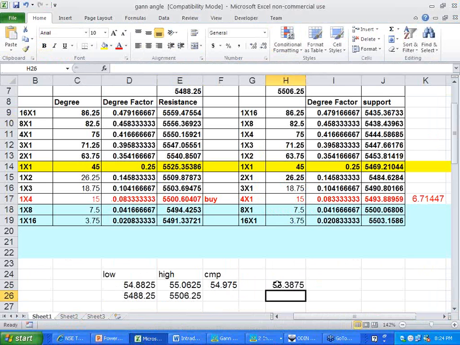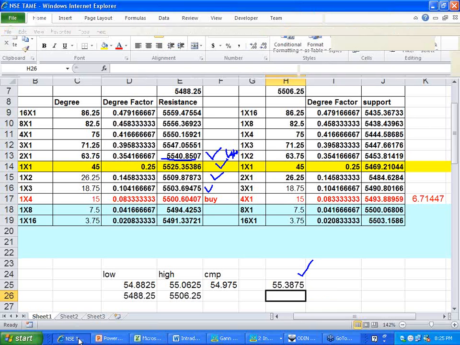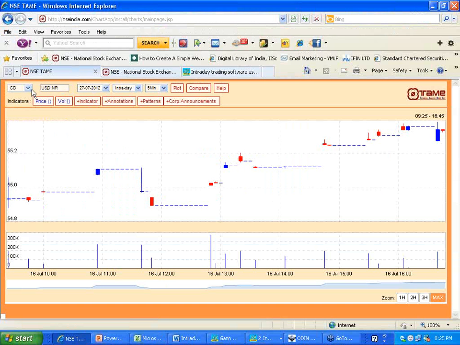55.3875 we have gone. So we got a chance to enter at 10 o'clock, and we have gone till almost this level, the first, second, third, almost the fourth level of target we have achieved. 55.40 we anticipated, and till 55.3875 we have achieved in the intraday. Let us check the same thing for the Nifty. What is the outcome the Nifty has given us? Let us backtest for the Nifty.